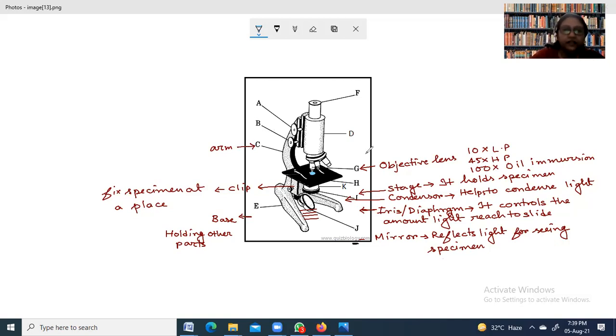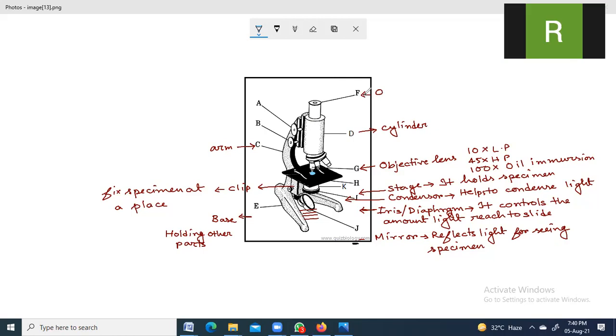Okay. Now this part is the cylindrical part. Many a time prisms are available here. In that case, this upper part can be twisted, and you can look into the microscope even while sitting. In this type of microscope, either you have to twist it towards you, which causes a light problem, or you have to stand and look. Okay. Next is this lens. This lens is called the ocular lens.